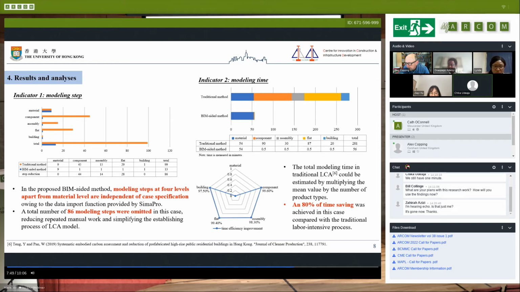The radar chart indicates a significant enhancement of time efficiency, above 97% in terms of component, assembly, flat, and building, and an 80% time saving was achieved considering the whole process.